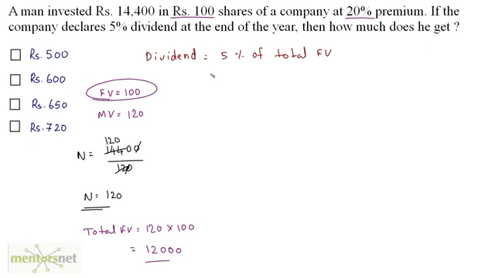So you now need to calculate what is 5% of 12,000. So 5 upon 100 times 12,000. Cancelling out the zeros, I have 120 times 5. So 5 times 0 is 0, 5 times 12 is 60. So 600 rupees is the amount that this man gets at the end of 1 year. So option B is the correct answer.